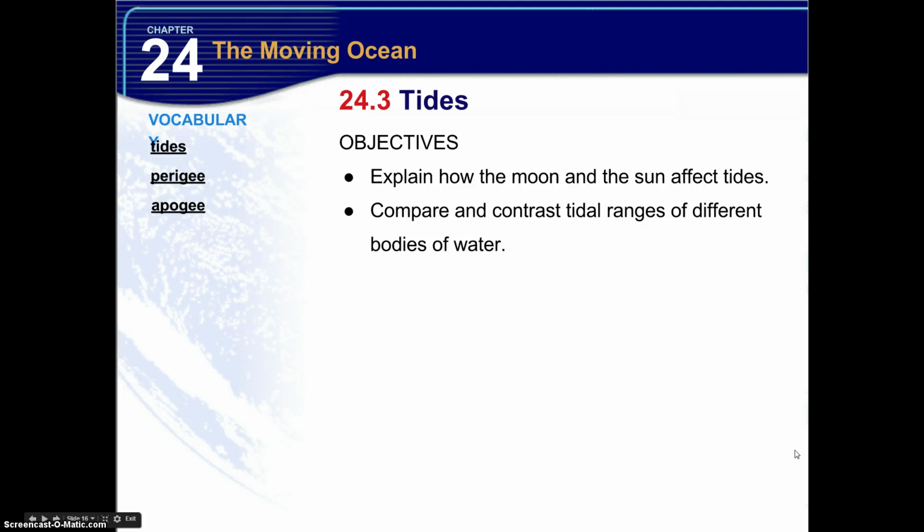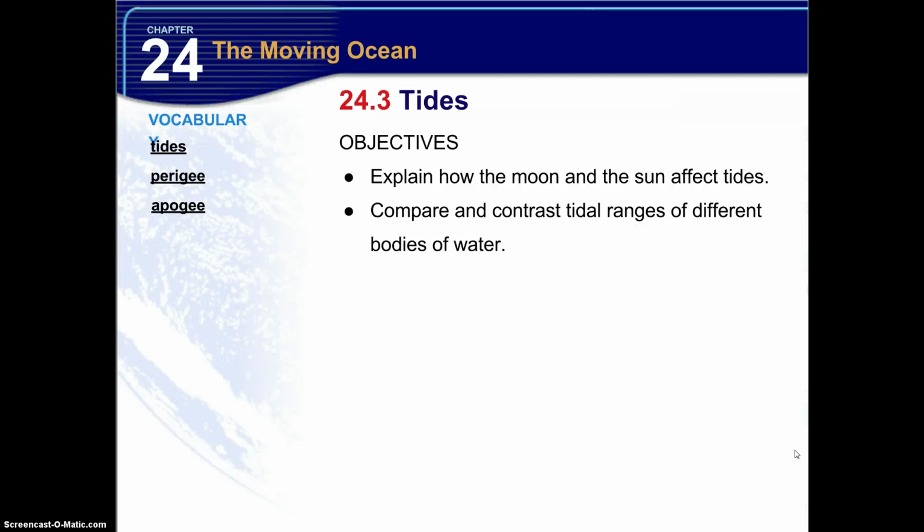And our final section of Chapter 24, 24.3, Tides. We have two objectives. The first is explain how the moon and the sun affect tides. The second is compare and contrast tidal ranges of different bodies of water. We have three vocabulary terms: tides, perigee, and apogee. We'll talk about those. Make sure you have those definitions in your notes before we begin this section.